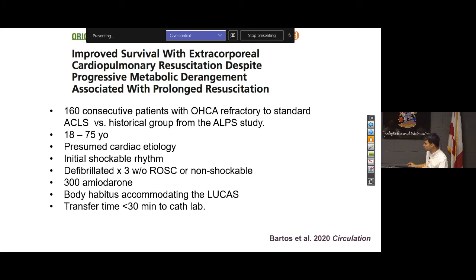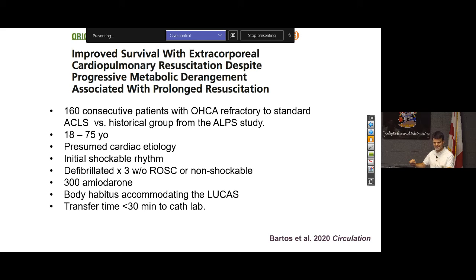So this was a paper that was recently published in Circulation. This is out of Minnesota, which in the country right now is probably the best place to be in refractory arrest for this reason. So this is looking at 160 consecutive patients with out-of-hospital cardiac arrest that are refractory to standard therapy, and it's compared to historical groups from the ALPS study, which you guys took part in.